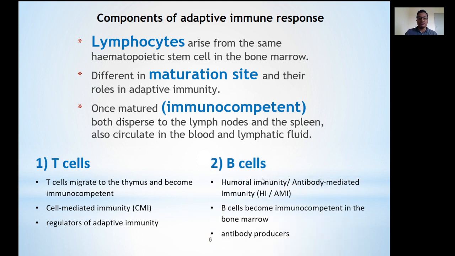For B cells, the lymphocytes will stay in the bone marrow and become immunocompetent there. So they remain in the bone marrow and mature there. B cells are responsible for humoral immunity, or antibody-mediated immunity, and they produce the antibodies.